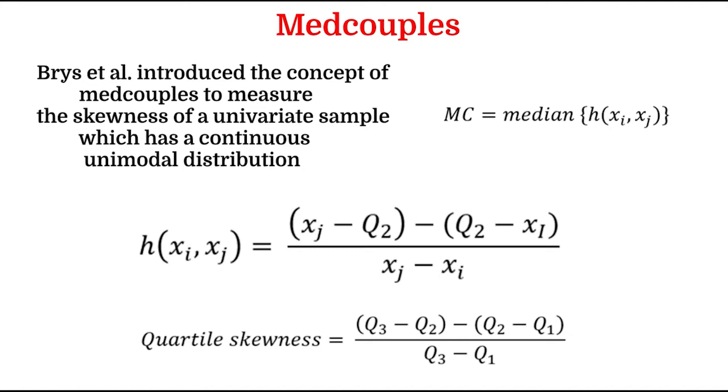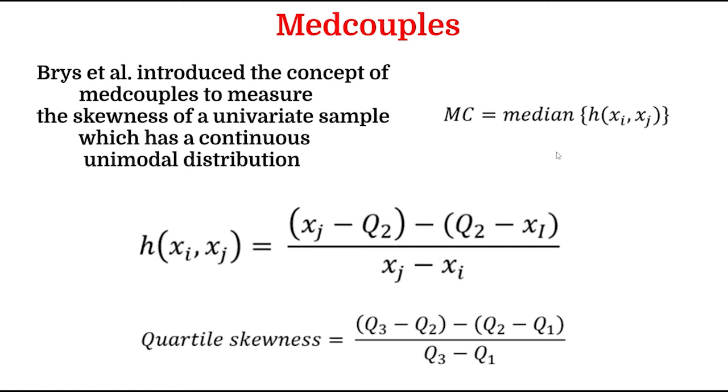Later, more developments were done on adjustment for box plots. Medcouples were introduced by a group of statisticians and mathematicians to adjust the box plot of skewed distributions. It was first introduced by Brys et al., and they introduced the concept of Medcouples to measure the skewness of a univariate sample with a continuous unimodal distribution, which means the parameter of interest should have one clear single peak without any overlap of another possible peak.